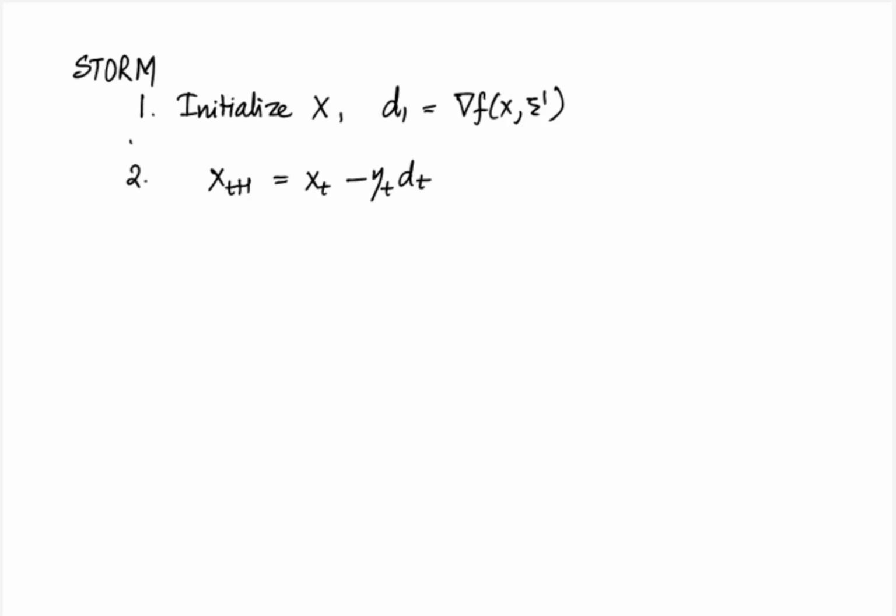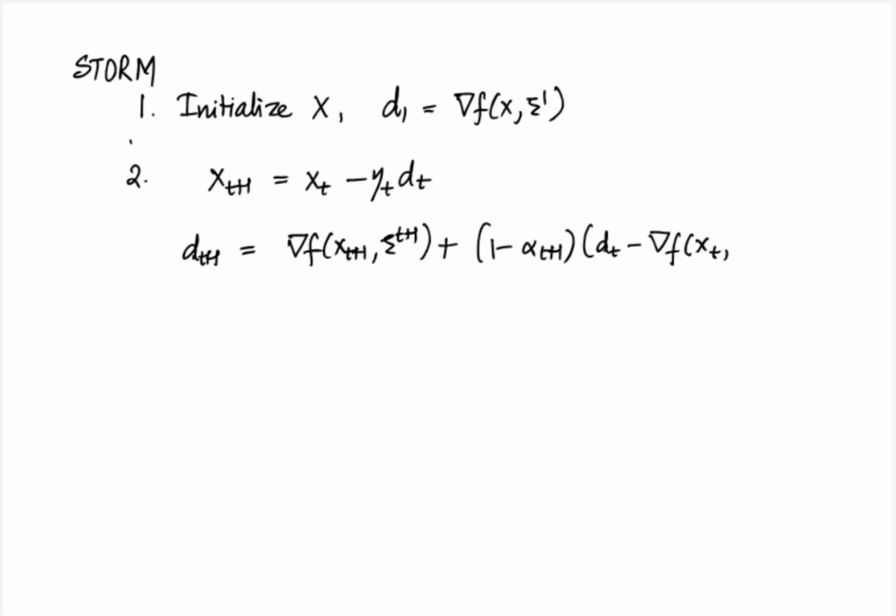So we initialize x1 arbitrarily and then set d1 equal to gradient of f of x1 comma xi 1, where xi 1 as usual is the randomly selected data point. Then at iteration t, we update xt plus 1 equal to xt minus eta t dt, and dt plus 1 equal to gradient f of xt plus 1 comma xi t plus 1, plus 1 minus alpha t plus 1 times dt minus gradient f of xt comma xi t plus 1.